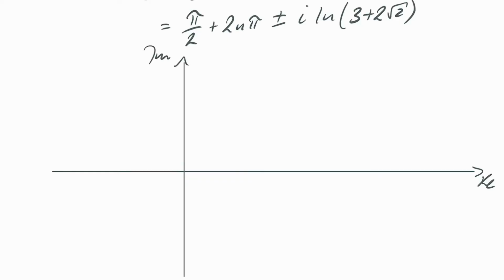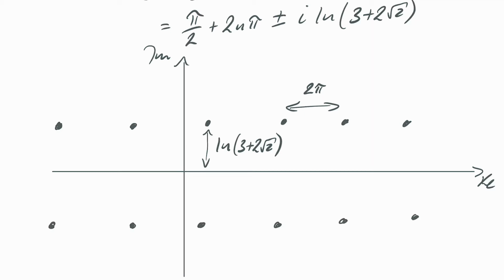So let's start with the first one, when the real part is π/2, the imaginary part is plus log(3 + 2√2), so let's stick that there. So this distance, a series of solutions spaced 2π apart. And there's another set of solutions for the negative value, which are just a reflection in the real line. And this is then the set of all solutions of sin z equals 3.